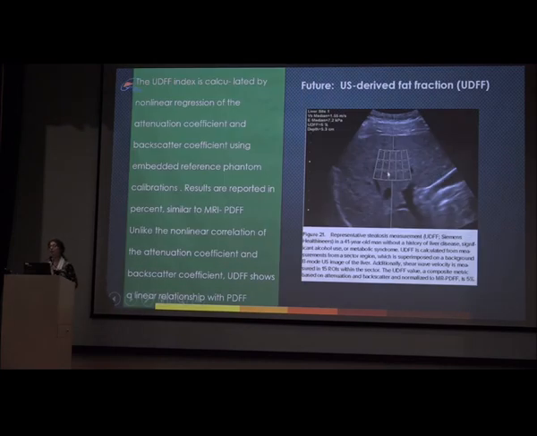So what is the future? Now, this is what we have today. 2D attenuation imaging is what we have today. And now what are they looking at? So now we are coming up with something in the future we have to look forward to. Ultrasound-derived fat fractions. So this is the key game changer in the coming years, where you get an ultrasound-derived fat fraction just like MRI PDFF.